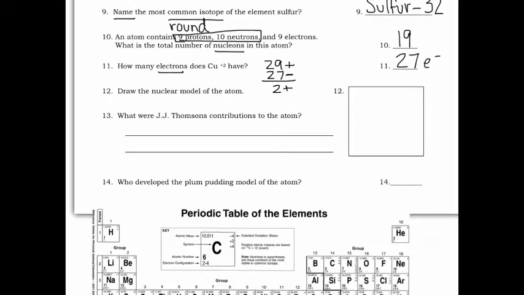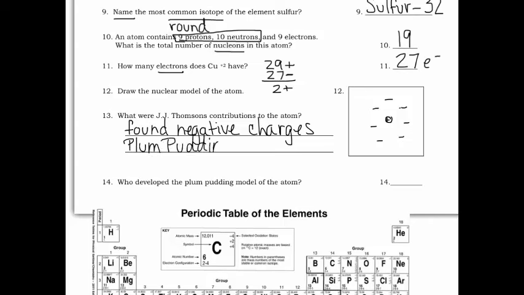All right, number 12, draw the nuclear model of the atom. This is the one that Rutherford came up with. You should have a small, dense, positively charged nucleus with negative charges around it, and he didn't really define where those were. What were J.J. Thomson's contributions to the atom? Well, he found negative charges. We now know those to be electrons. And if you want to add something else, he described the plum pudding model. Or you could say that he surmised there must also be positive charges.